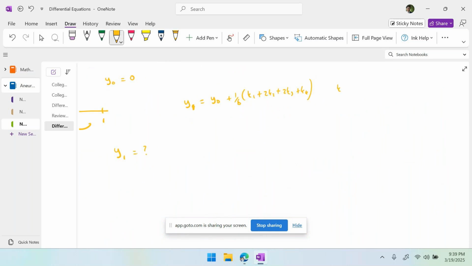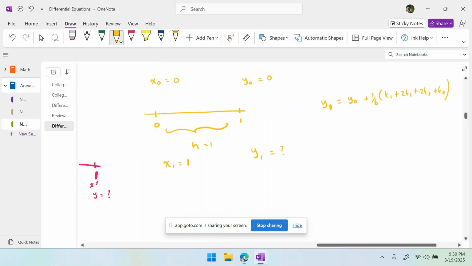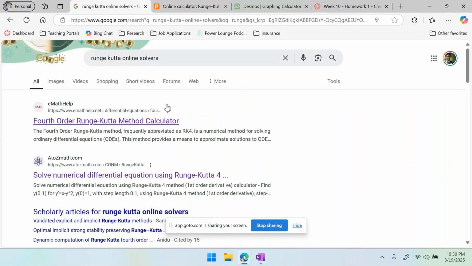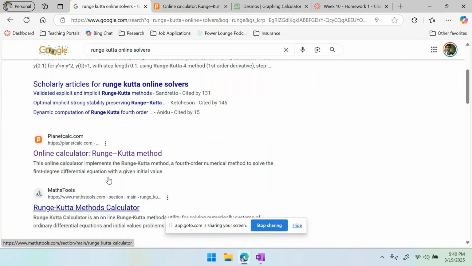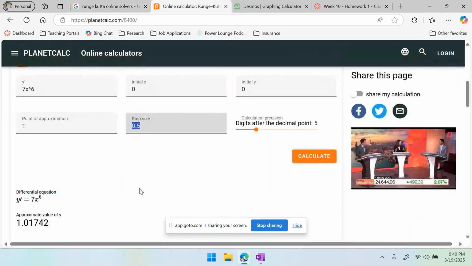And we have some formulas to calculate the values of k1, k2, k3 and k4 depending on the values in the previous step. That's this one, x1. So we can find an answer here, and we'll see what that is. Now here, if you just search for some Runge Kutta online solvers, just Google it, you will get a lot of online solvers. I found this to be helpful.